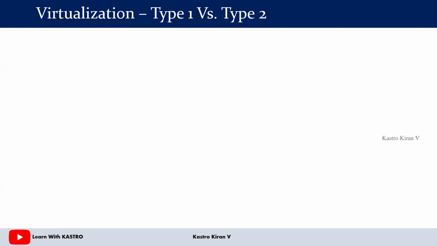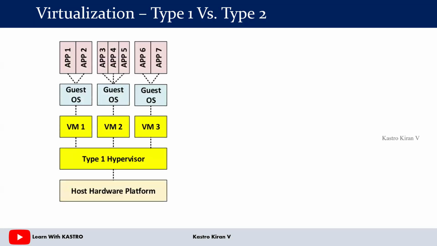Let me show you another example of type 1 and type 2 virtualization. So in type 1 virtualization, what is happening? I have the hardware components. You can see these are called the host hardware platform. Here I'll have all types of hardware components that are required for me. Now, on top of the hardware components, I'm going to install hypervisor software. On top of the hypervisor software, I am going to install multiple operating systems.